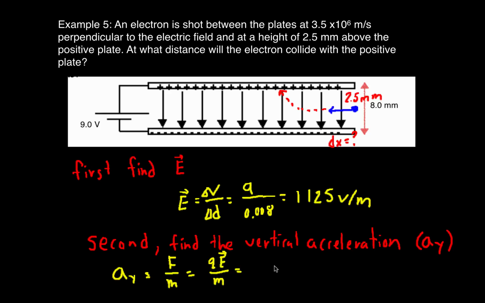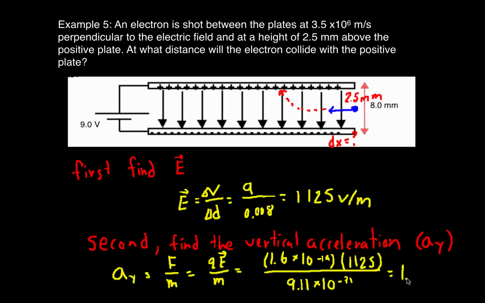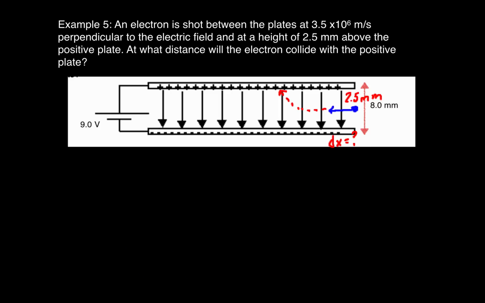So this is equal to the charge of an electron, which is 1.6 times 10 to the negative 19 coulombs, times the electric field, 1,125, divided by the mass of an electron, which is 9.11 times 10 to the negative 31. This gives us an acceleration for our electron equal to 1.97585 times 10 to the 14 meters per second squared.